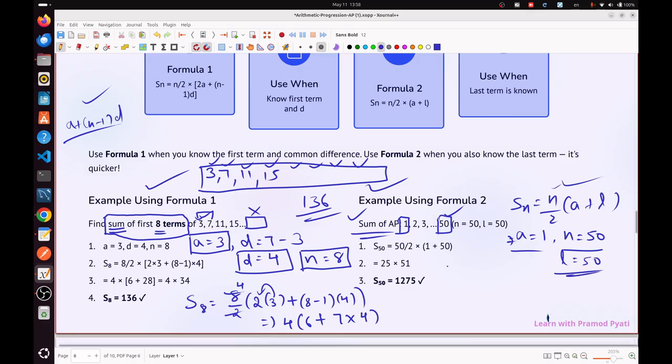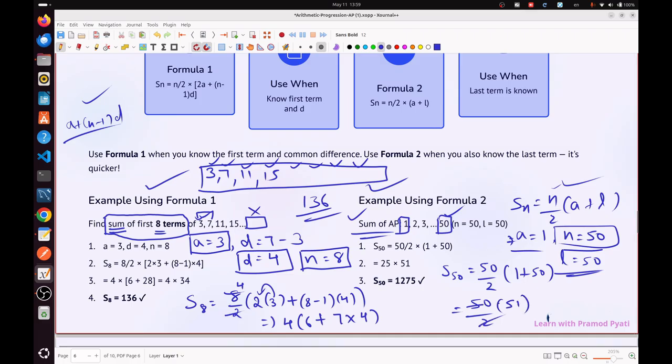Directly substitute in the formula. S50 equal to 50 by 2 into A plus L. A is 1 plus L is 50, so 50 by 2 into 51. 50 by 2 is 25, right? So 25 into 51, what will we get? 1275. So S50 is 1275, that is the answer.